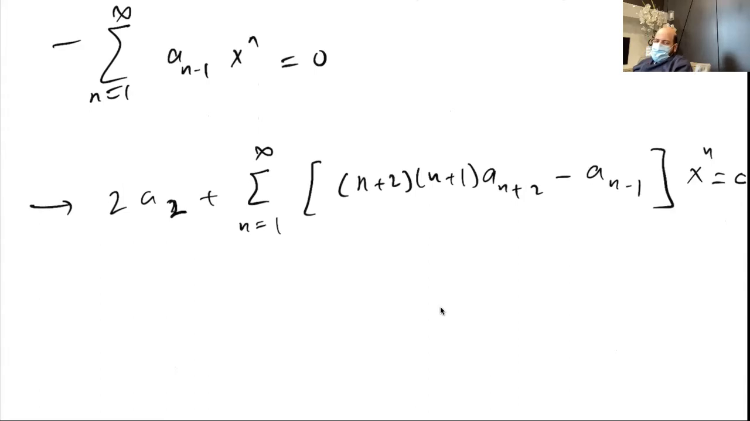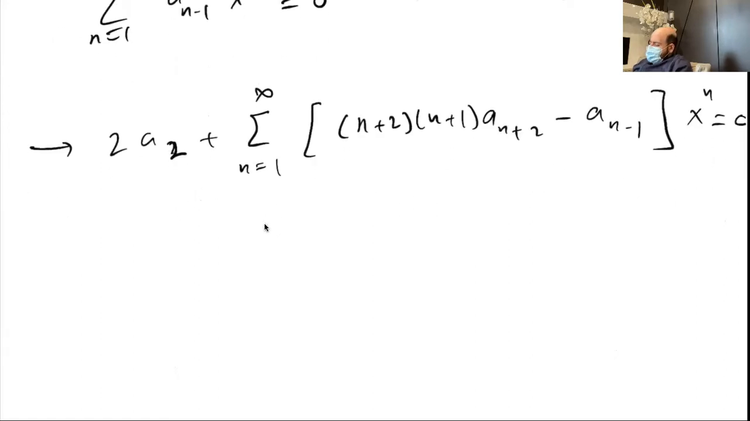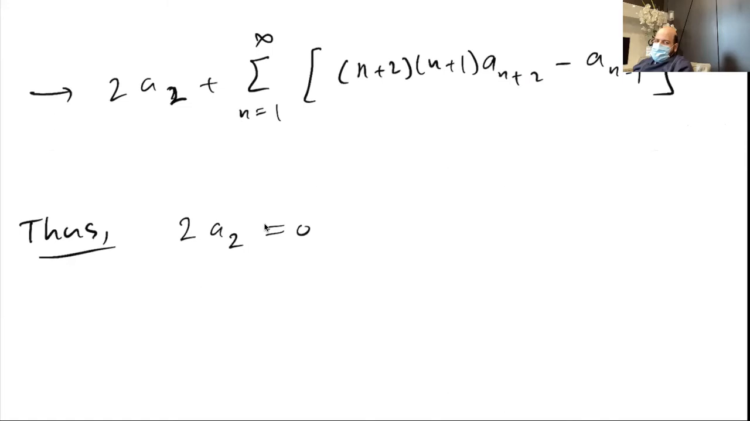So now I can compare the coefficients in the left-hand side and right-hand side. Right-hand side, I have the constant function 0, which means all the coefficients in the left-hand side must be 0. So we can say that 2a2, which is the constant term in the left-hand side, must be 0. And also this coefficient here must be 0, which means (n plus 2) times (n plus 1) a_(n plus 2) minus a_(n minus 1) must be 0.